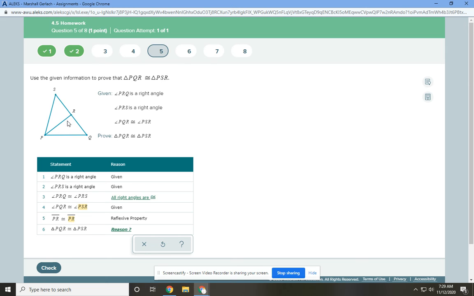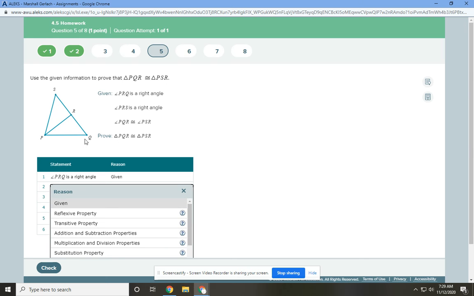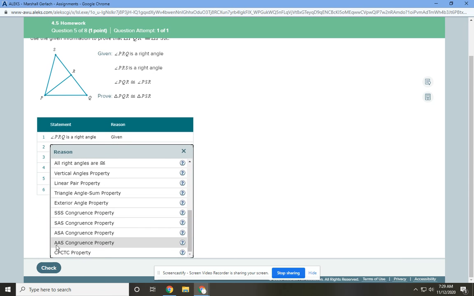When we look, we have this angle, we have this angle, and then off to the side, we have this side right here. So the side is not in between your angles, which means it's, again, off to the side. So we're going to have an angle, an angle, and then a side.